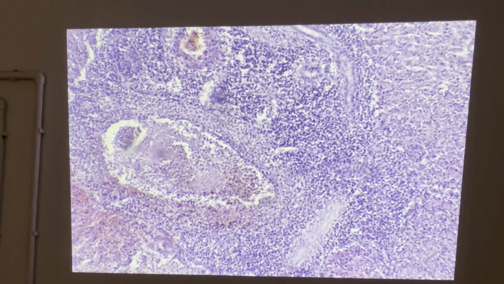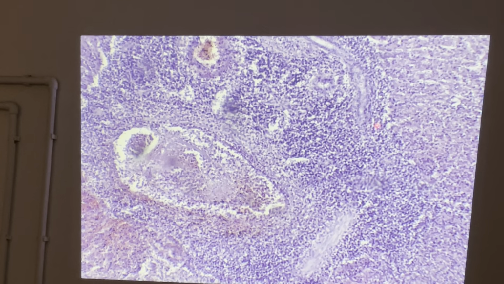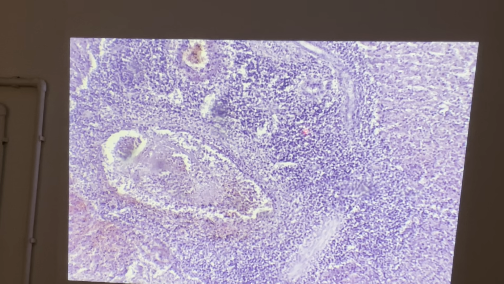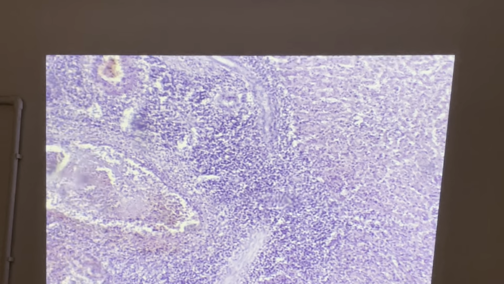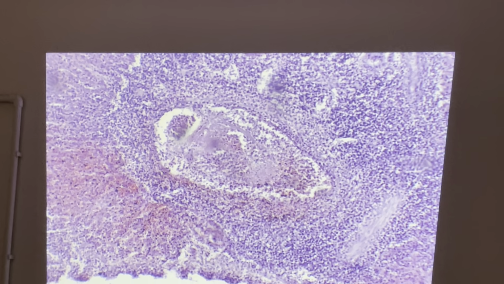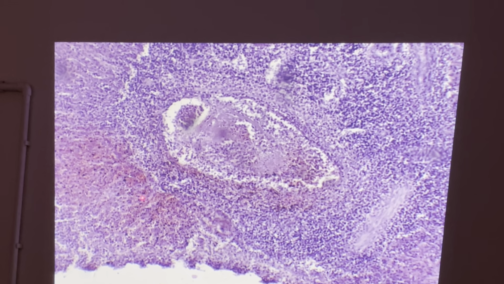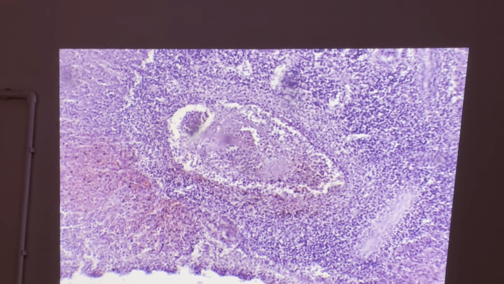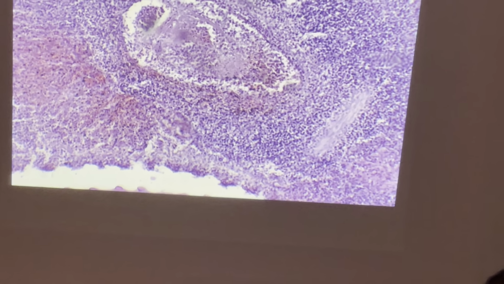What's happening here? Separation, parallel exudate. Why? Because we have a large number of dark, irregular basophilic cells. What else? Take a look at this. There is a large number of free RBC, the RBC which are found outside the blood vessel. In pathology, when you find free RBC, it's called hemorrhage.